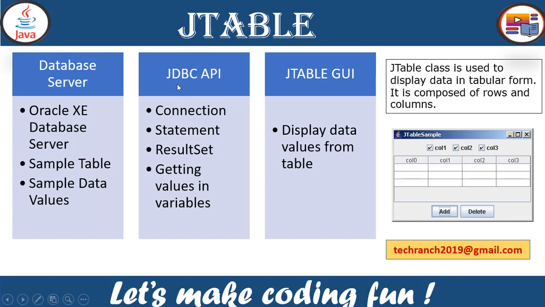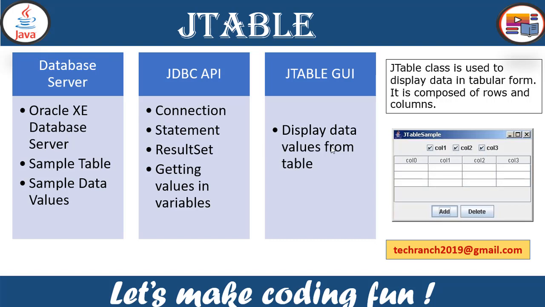Next component, JDBC API, is going to connect to the database server from Java, prepare a statement, get the result sets, and get the values from the database and put them in variables. These variables have the values which are going to be displayed in the JTable. JTable is going to have an object of this class, and the table's columns and rows are going to be stored in variables from the result set, and those values are going to be displayed in the JTable sample.